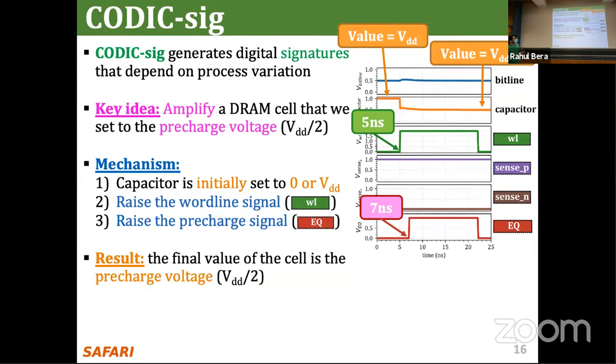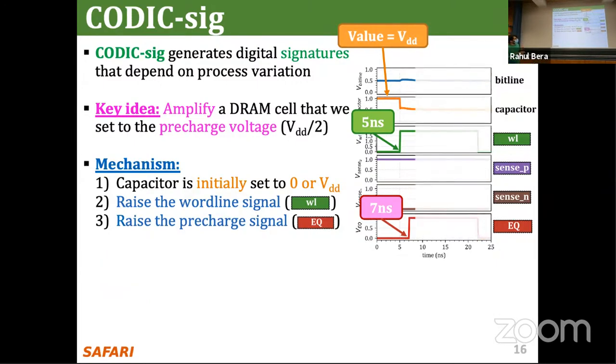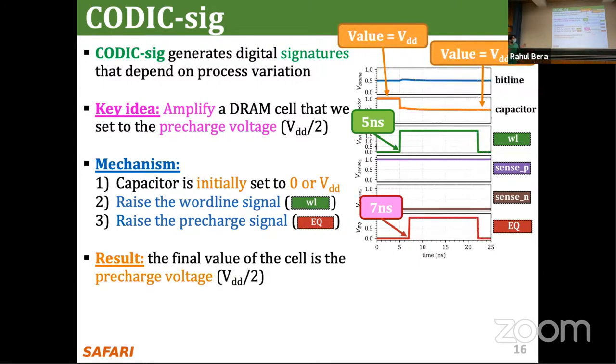What happens is that the difference with an activation is that we open the word line signal, so the cell is now connected to the bit line. But instead of amplifying the content of the cell, what we do is trigger the precharge logic. So we are basically putting half VDD voltage in the bit line that is propagated to the cell. So the cell now will not have a zero or VDD voltage, it will have half VDD. So the final value of the cell is the precharge voltage, right?